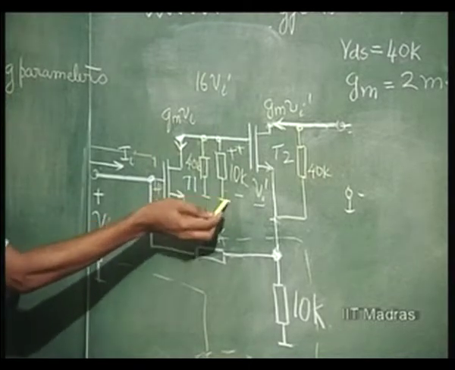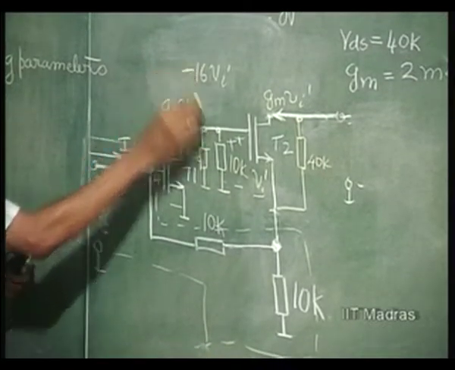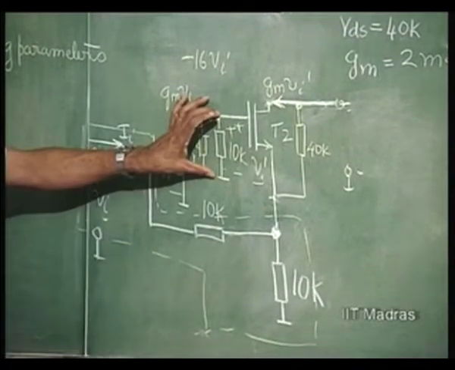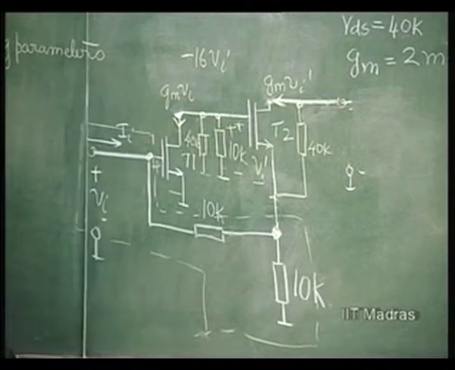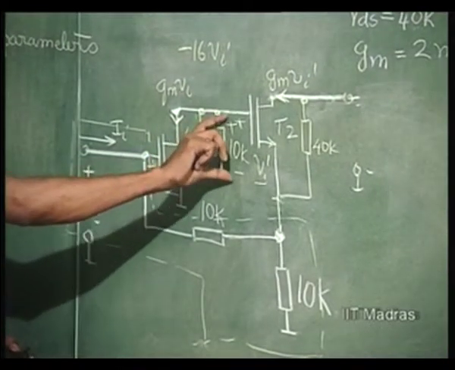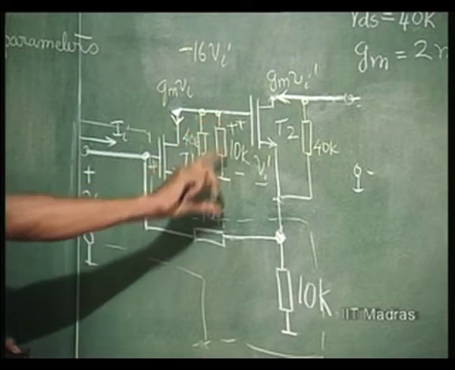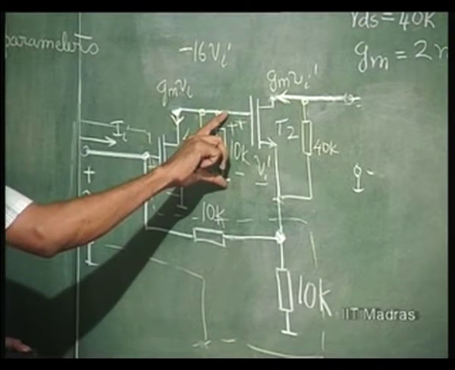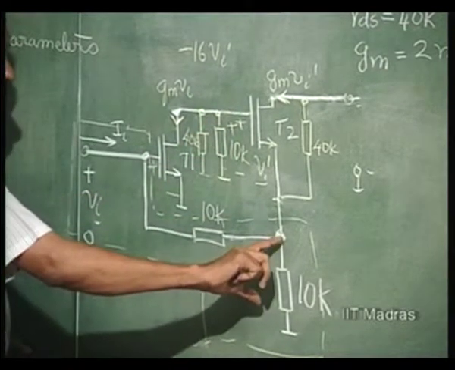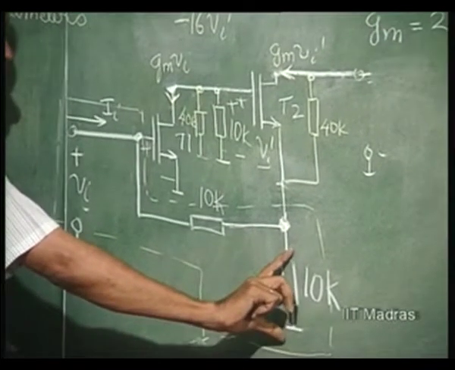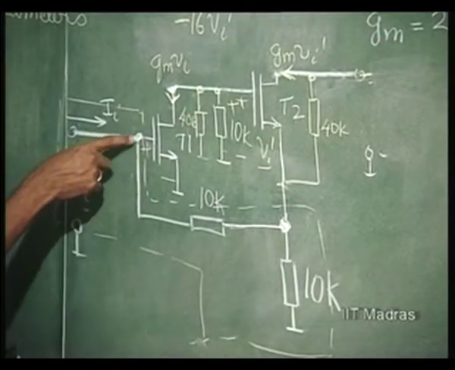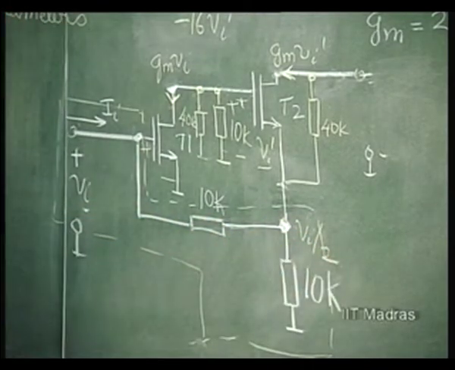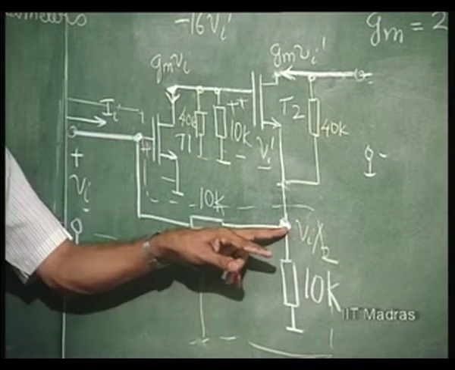Times Vi, this end positive, and therefore it will be minus 16 times Vi. This voltage is going to be minus 16 times Vi across this, remember. So across 10k it is minus 16 times Vi coming here, and this Vi is this minus 16 times Vi minus this voltage. What is this voltage? If this is Vi, half of Vi comes here, because this is open.